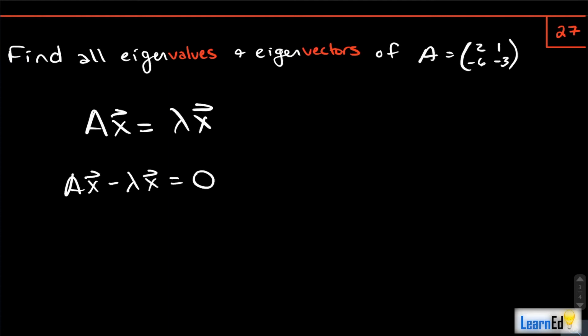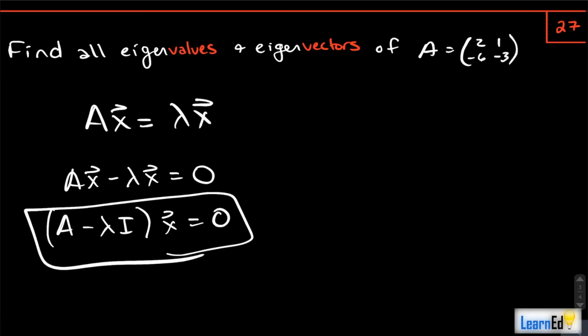Okay, and now we can factor out x. But that doesn't really make sense because this is a matrix and this is just a constant, right? Lambda is a constant. So what we do is we can multiply it by 1, aka the identity matrix. Okay? And that will make these two things compatible. Okay? So now what do we do with this thing?